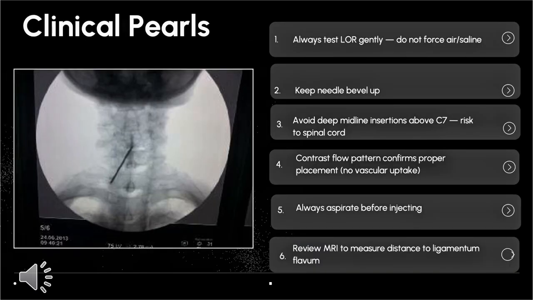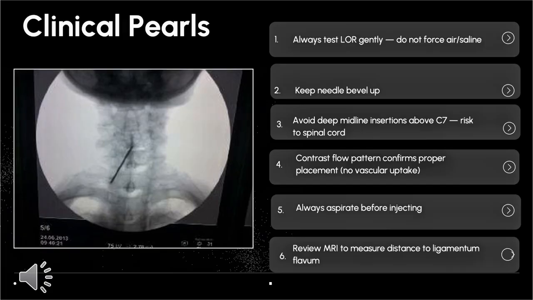Let's review a few safety pearls. Test loss of resistance gently. Loss of resistance may be subtle. Never force air or saline. Avoid midline insertions above C7. The cord is too close. Contrast is your safety net. Never skip it. Always aspirate before injecting. Keep the bevel up to reduce dural puncture risk and catheterization of a vessel.